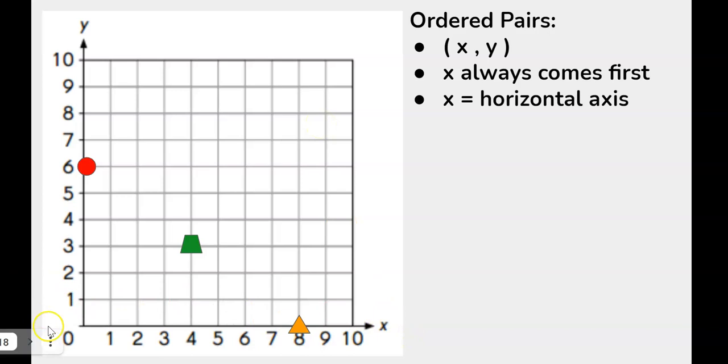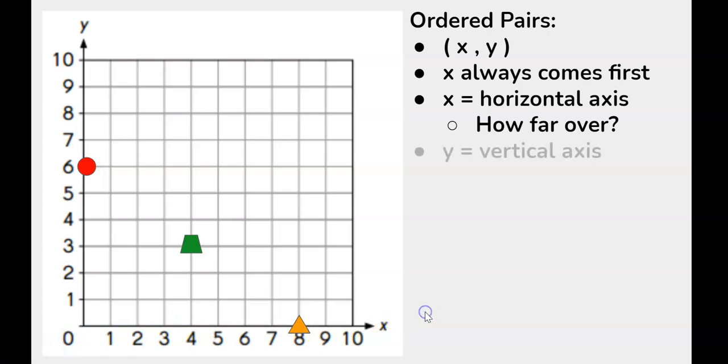X is our horizontal axis right here. It is how far over from 0, or the origin. That's what we call (0, 0), the origin, the beginning of our coordinate grid. So x is how far over from 0. And then y is our vertical axis. It goes up and down vertically, and it means how far up from our origin, how far up from 0.